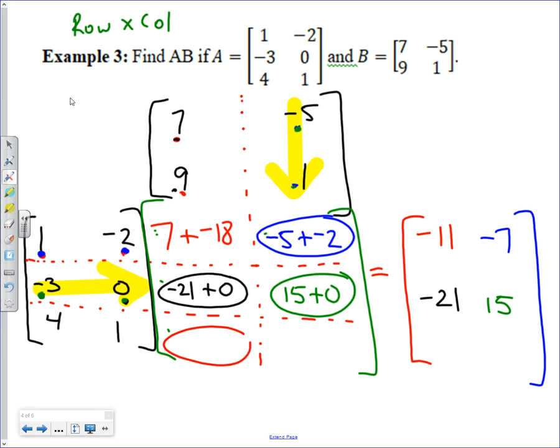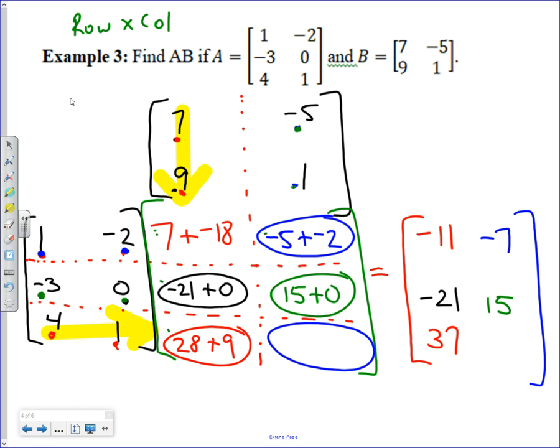Okay, let's find this one next. So I need to use this row and this column. So 4 times 7, 28. 1 times 9 is 9. 28 plus 9, 37. And then last, let's find this one. So I've got my row. Let's just slide this over. 4 times negative 5, negative 20. 1 times 1 is 1. We get negative 19.